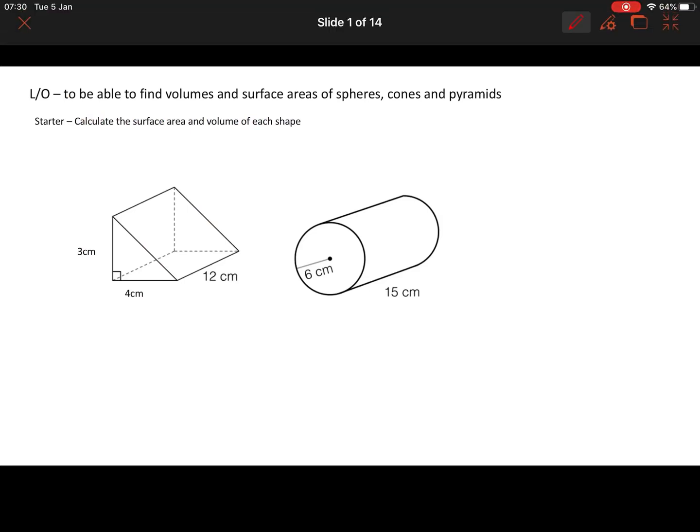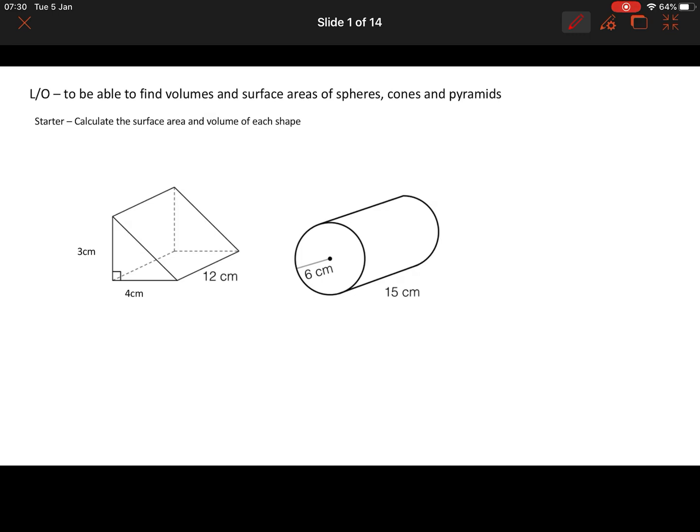This week we're going to be looking at finding volumes and surface areas of some more complex shapes, specifically spheres, cones and pyramids. But before we do that, I just want to check that you are able to do volumes and surface areas of some more basic shapes.